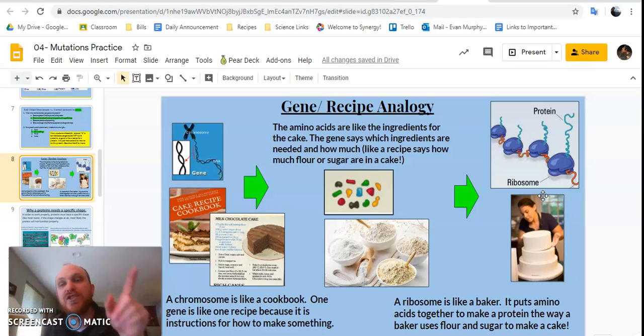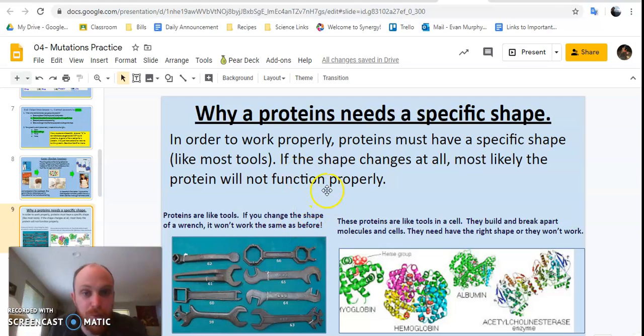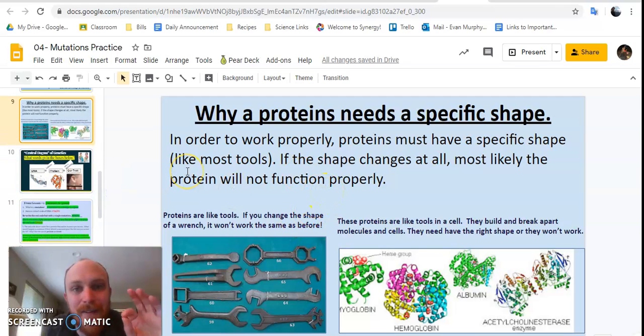So the genes don't actually make the proteins. The genes are codes, they're recipes for how the protein should be built. And that's important because proteins are essential. They do everything in our body and they need to have the perfect shape.